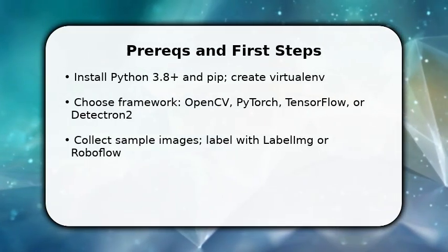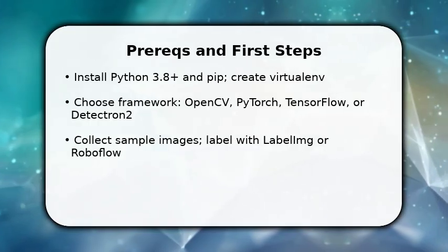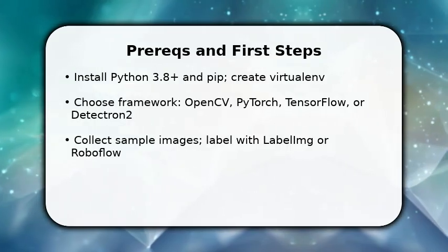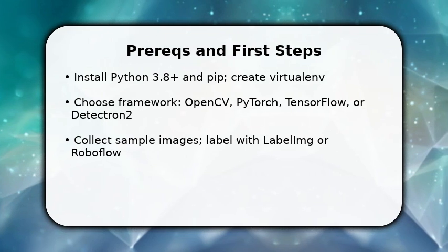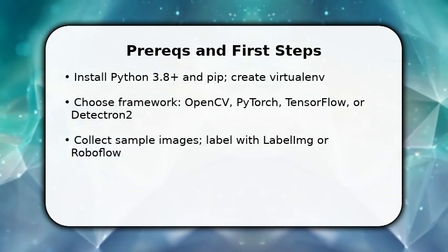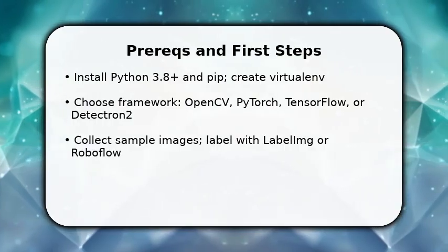You then collect a small labeled dataset using labelImg or Roboflow, export annotations as COCO or Pascal VOC, and split into train/val. Make sure to test a single image pipeline immediately to verify dependencies and paths before moving on.